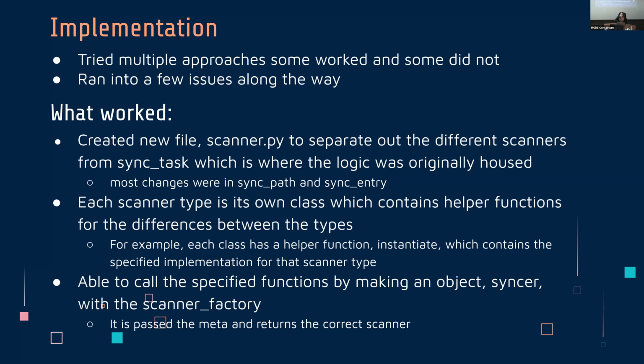And so now each scanner type is its own class, which contains helper functions for the differences between the types. For example, each class has a helper function, instantiate, which contains the specific implementation for that scanner. And I'm able to call these functions by making an object, syncer, with the scanner factory, which is passed the metadata and returns the correct scanner that's needed.